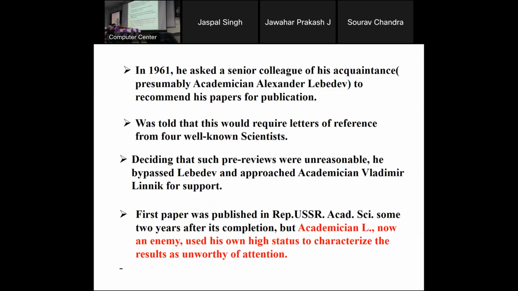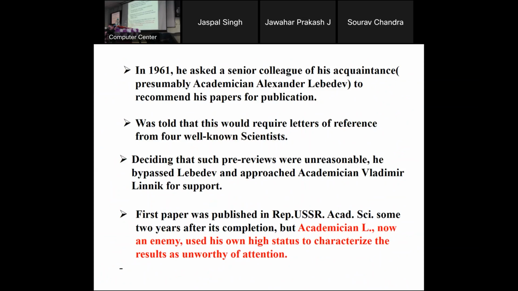So we are lucky in this country that we can publish without getting such permission from government organizations. Deciding that such pre-reviews were unreasonable, he bypassed Lebedev and approached the physicist Linnik, a name that carried great weight, very important.